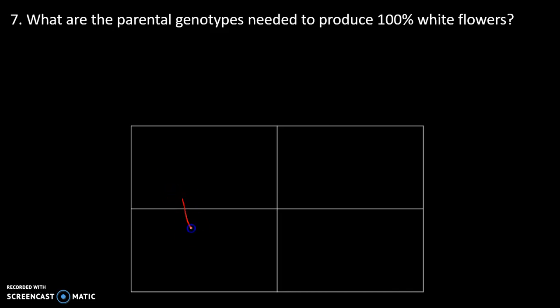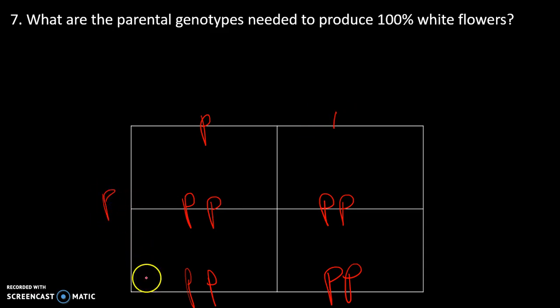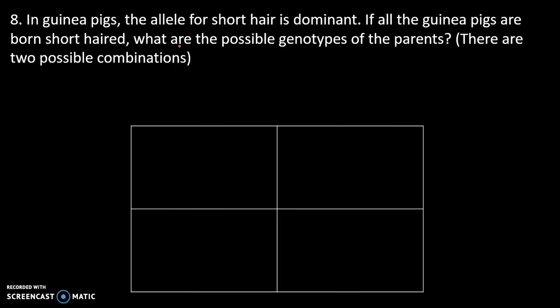What genotypes would be needed to produce 100% white flowers? Well, let's put our white flowers in here. Again, we're going to use P because that's what we've been using for white and purple. If they're all lowercase, it's recessive. If I want to end up with all recessive for my offspring, then the only thing that we could possibly have is crossing 2 recessive. So to get 100% white flowers, parents need to be lowercase p, lowercase p.